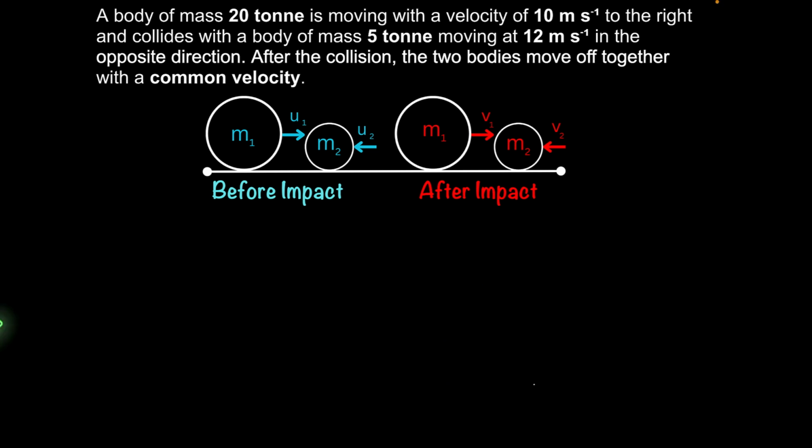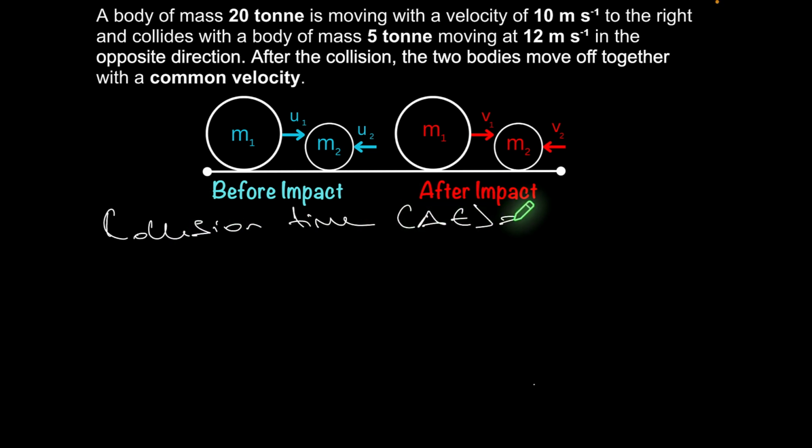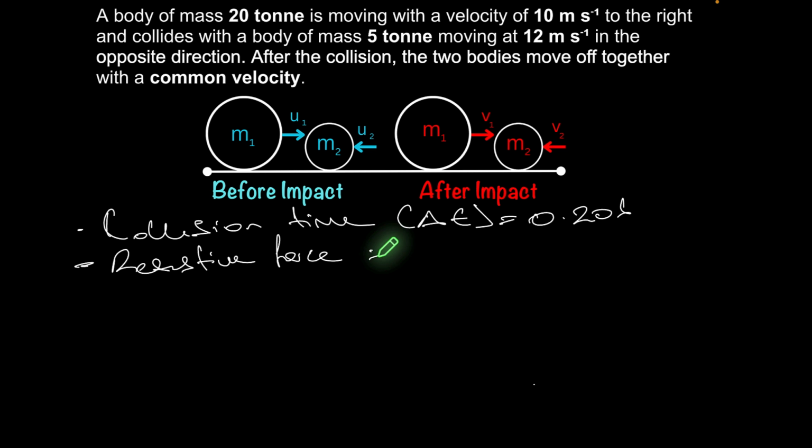Now I'm going to add a slight bit more information, and this is just so that we can go deeper and we have a good variety of scope in this question. So let's say we had the collision time. So collision time, which is delta t, is, let's say it's 0.2 seconds, because this will happen quite fast. And we also have what's known as the resistive force after impact. So this is the resistive force, Fr, after impact, and let's say this is 30 kilonewtons.